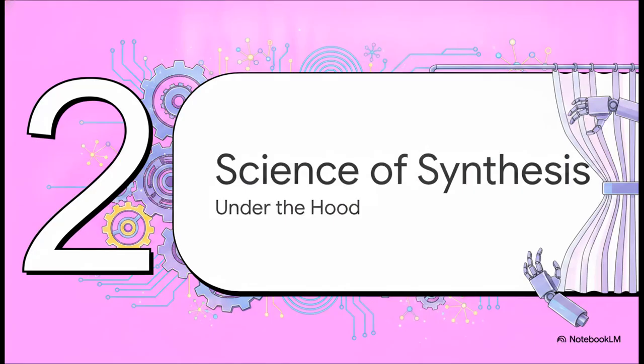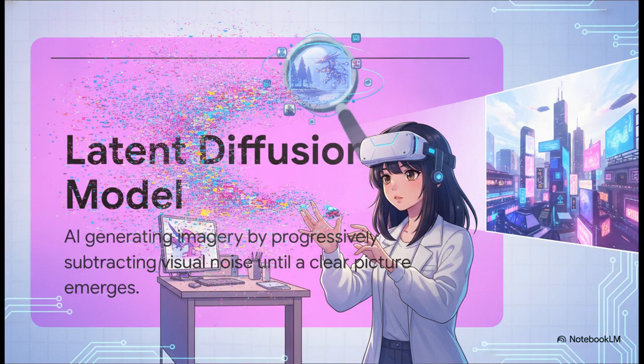Section 2. The Science of Synthesis. Let's look under the hood. The absolute core technology powering Gen 2 is called the latent diffusion model. If you want to really get generative AI, this is the main concept to grasp. Imagine a canvas of pure, random visual static, kind of like an old TV tuned to a dead channel. We call this noise. When you give the AI a prompt, it doesn't just instantly paint a perfect picture. Instead, over multiple, super fast steps, the system progressively subtracts that visual noise. It arranges and refines the pixels until a clear, sharp picture emerges that matches what you typed. It's literally like a sculptor chipping away at a block of marble to reveal the statue hidden inside. It subtracts the chaos to find the image.